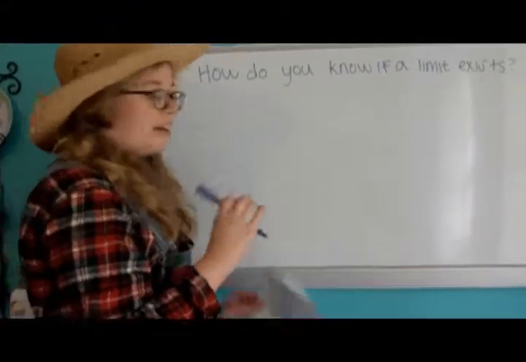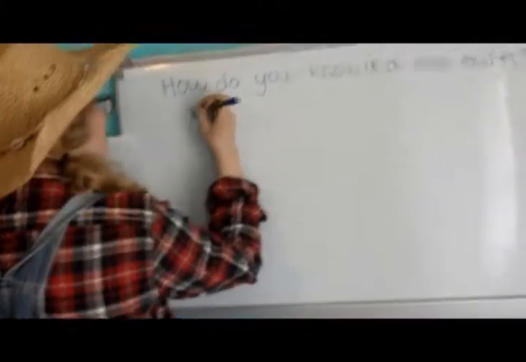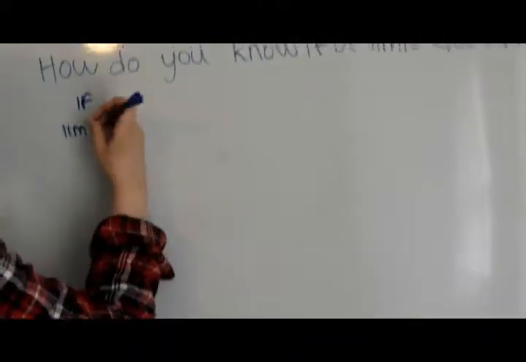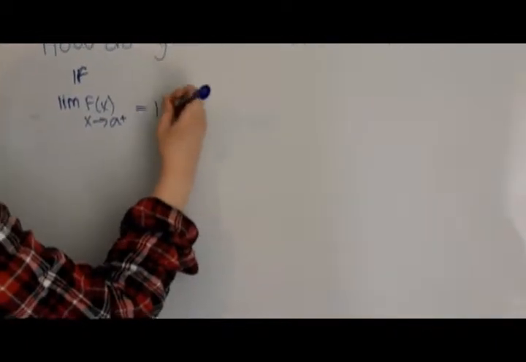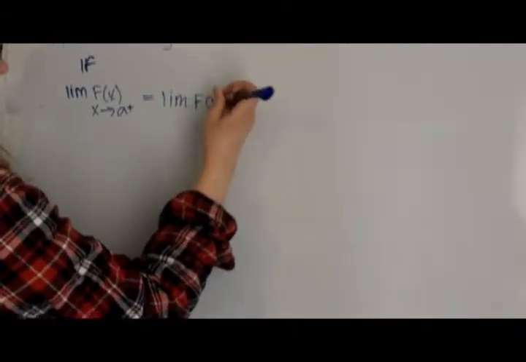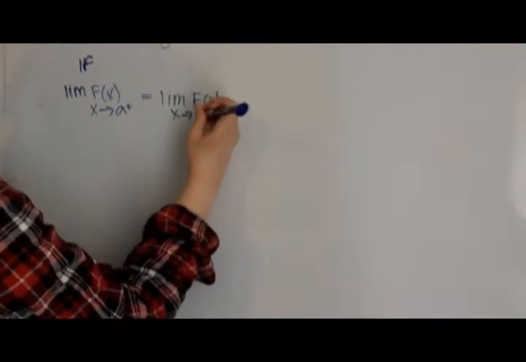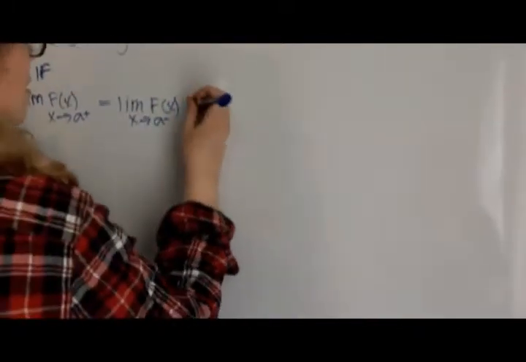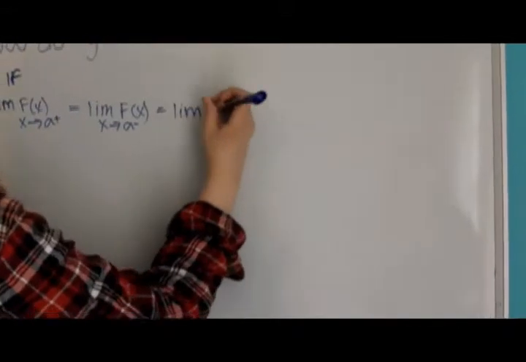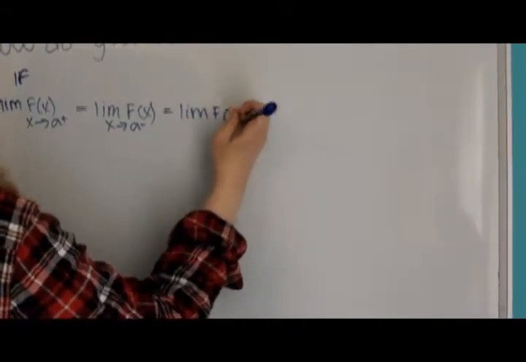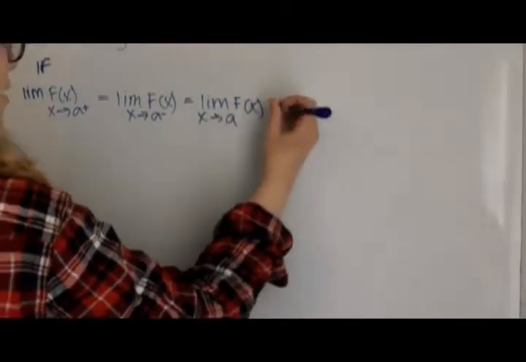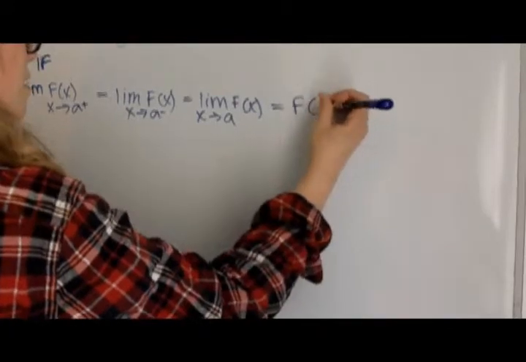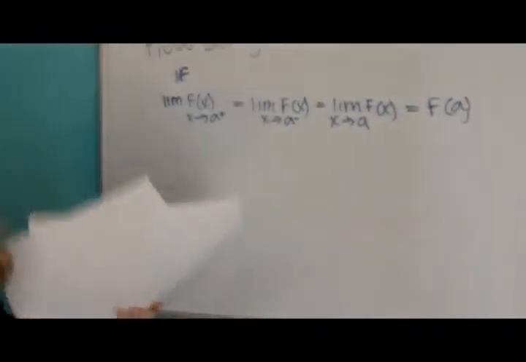Something that you have to remember is that if the limit of f of x as x approaches a from the right is equal to the limit of f of x as x approaches a from the left is equal to the limit of f of x as x approaches a, then that's also equal to f of a.